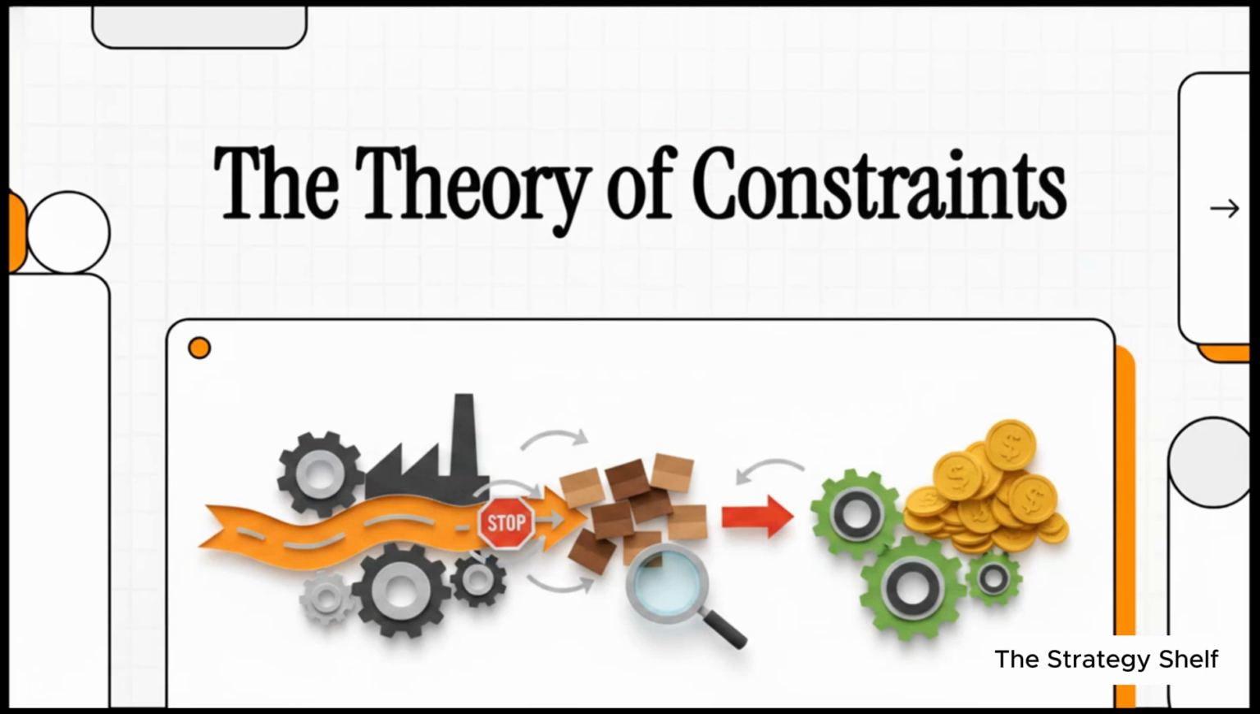Welcome. Let's just jump right into it. Today, we're unpacking an absolutely game-changing approach to production efficiency, the theory of constraints, or TOC. Developed by Eliyahu Goldratt back in the 1980s, this philosophy completely flips how we look at manufacturing.